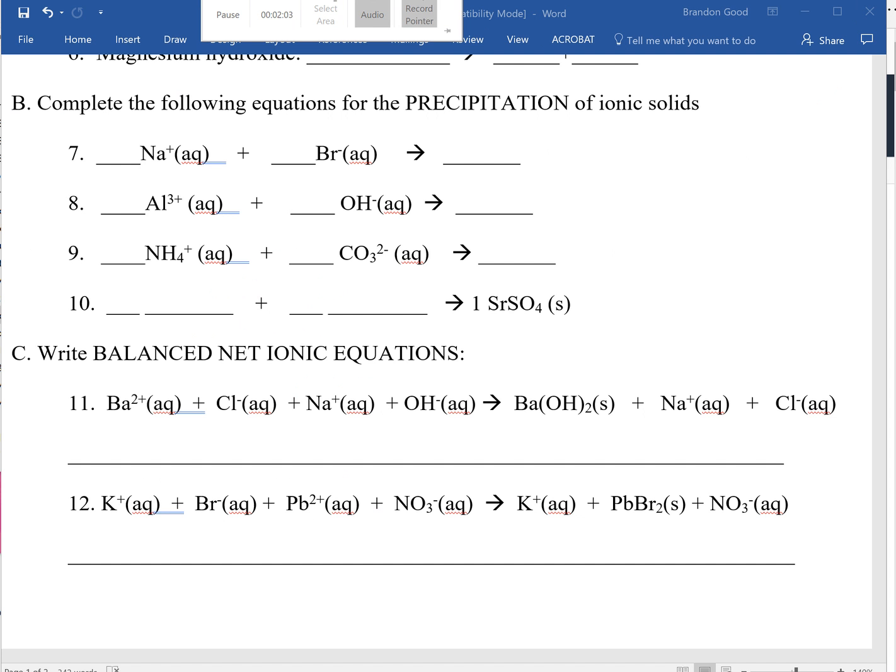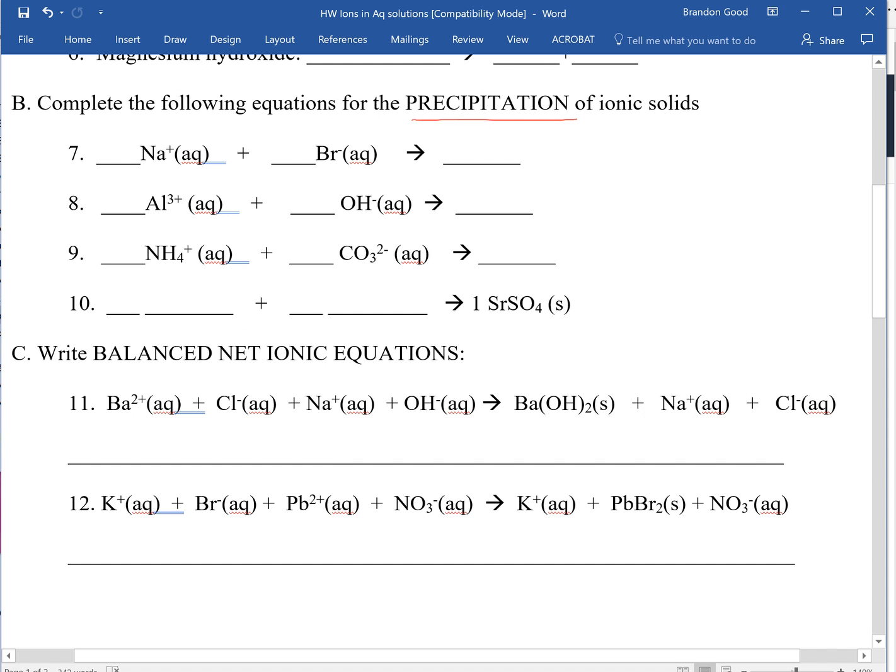Okay, let's skip down next to the precipitation reaction. Okay, this would be 2 ionic compounds coming together to form a solid. Okay, so let's look at number 8. Basically, if you remember, ionic compounds are attracted by positive and negative. Positives have to cancel out negatives.